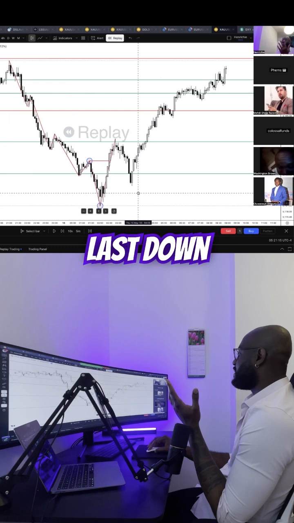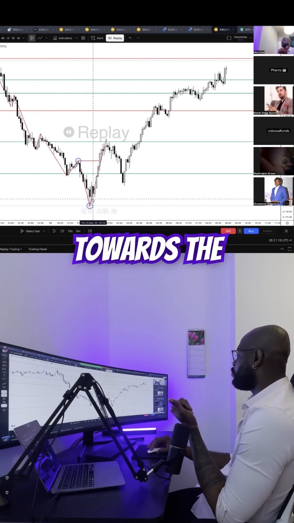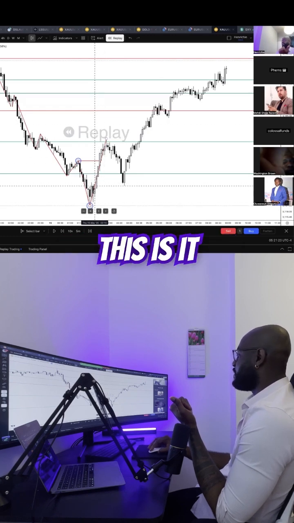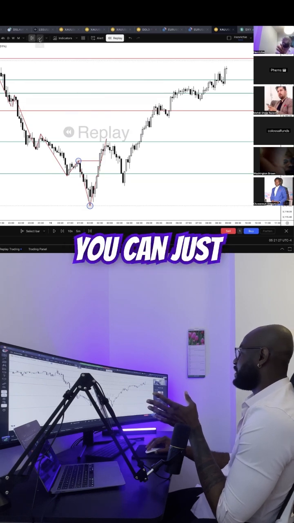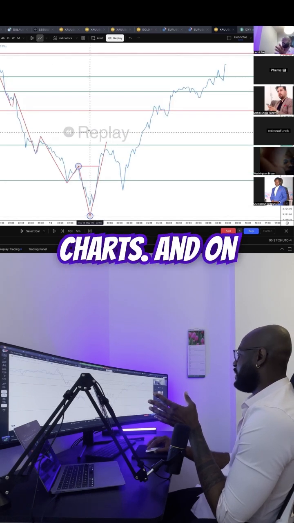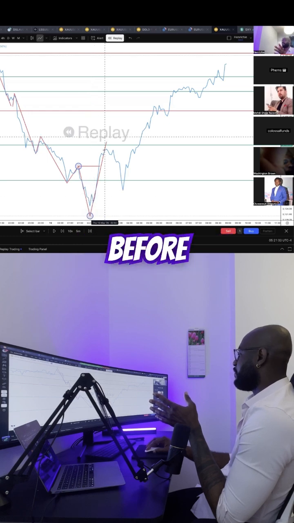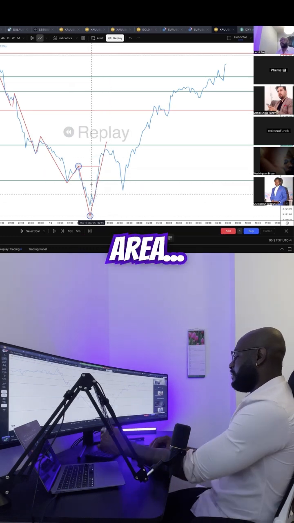What I mean by the last down close candle, like the name implies, is simply the last move towards the opposite direction before rallying to break structure. And this is it right here. If you can't see it on the candlesticks, you can just take it into the line chart. On the line chart, you can see this was the last push to the downside before rallying to break structure.